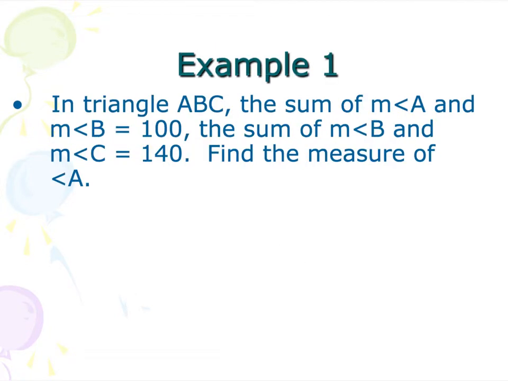So you have in triangle ABC, the sum of the measure of angle A and B is 100. The sum of the measure of angle B and C is 140. Find the measure of angle A. I'm actually going to change that to find the measure of angle B because A is just too darn easy. Okay, so I'm going to draw this triangle. I'll call it A, B, and C. Okay, that is terrible, and that's much better.